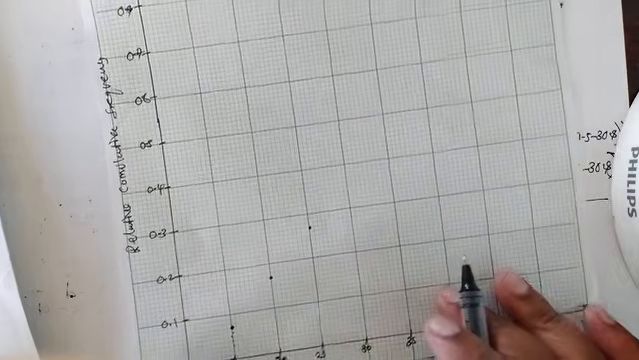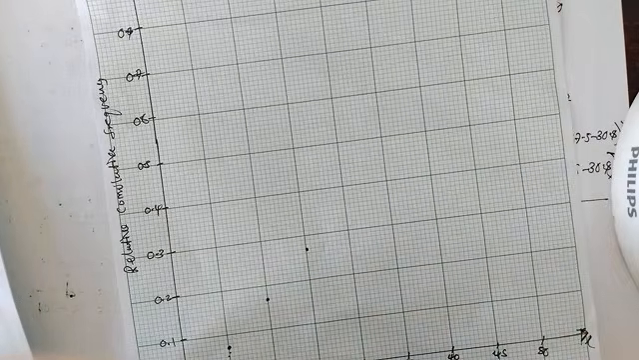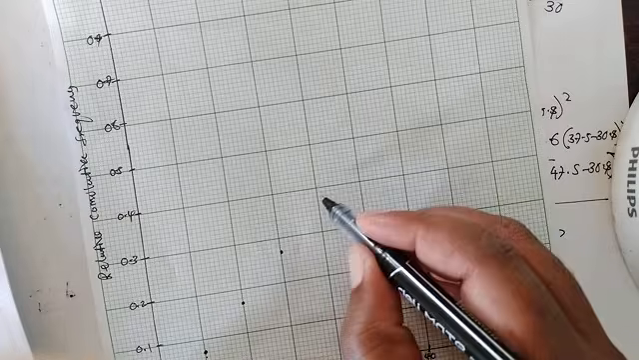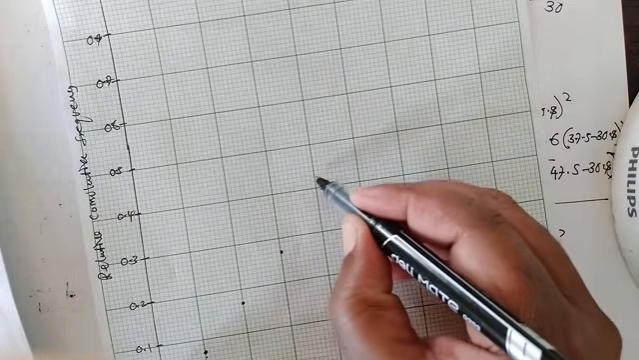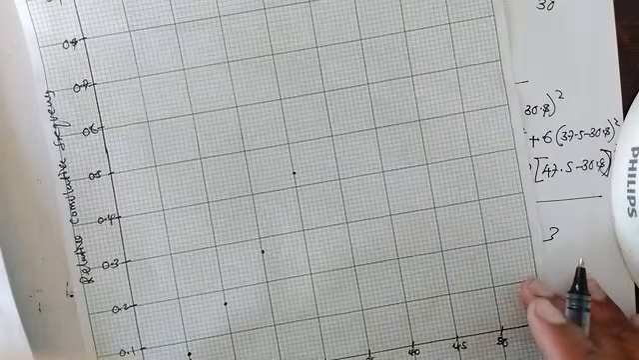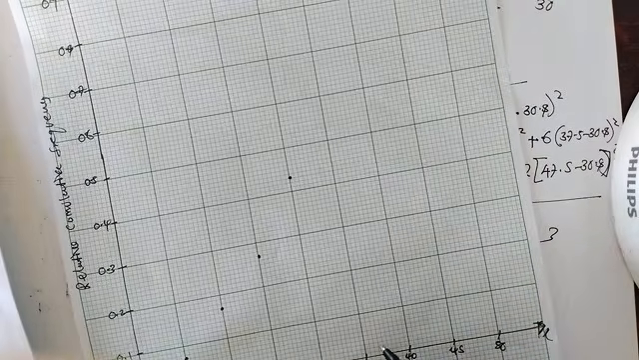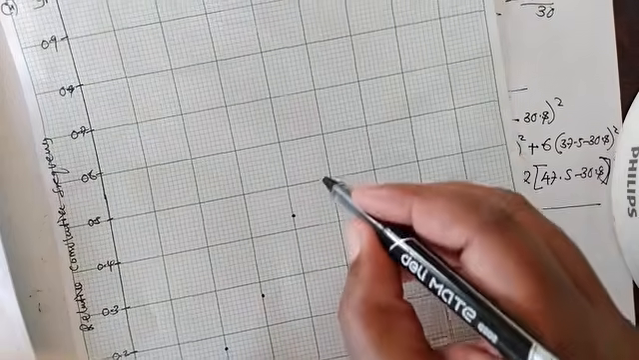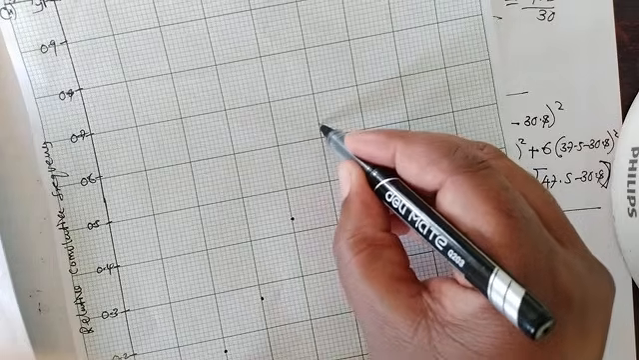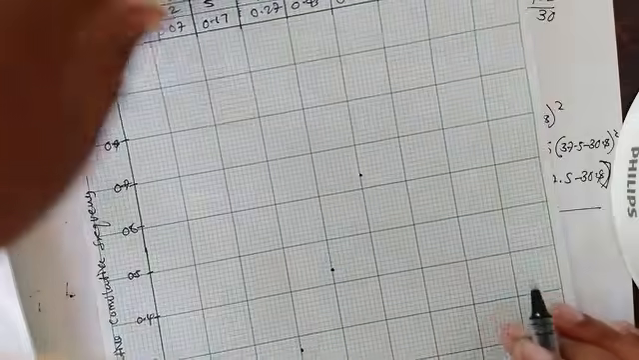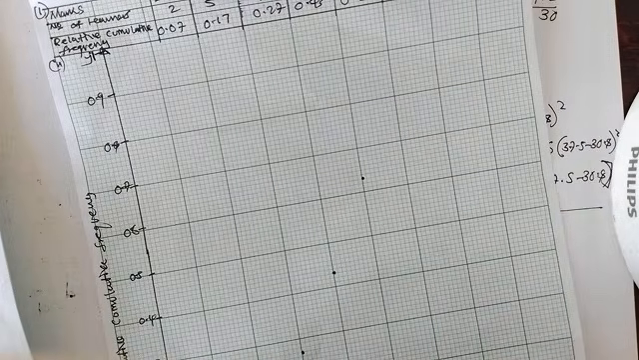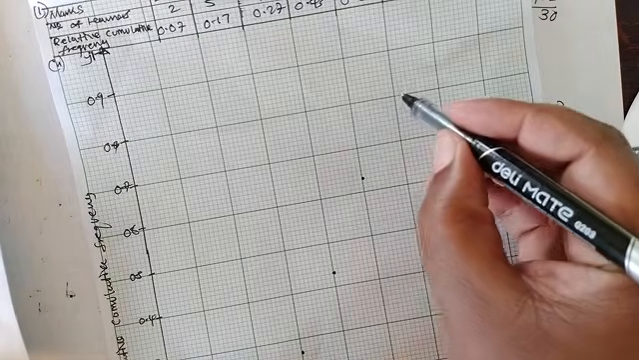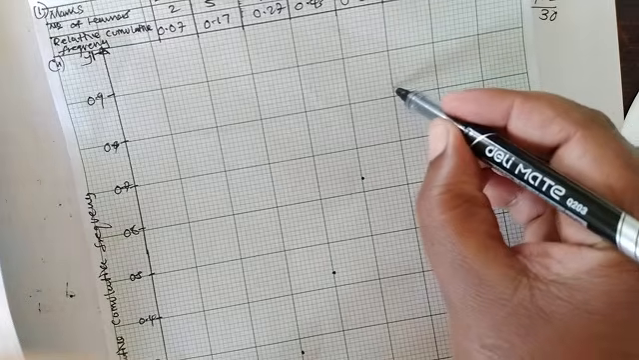The next one is 30, 0.43. So 4, 1, 2, 3 here, 43 here. The next one is 35, 0.63. Okay, this is 6, 1, 2, 3. Add just 3 lines. The next one is 40, 0.83. So this is 0.83. You count 3 lines. 1, 2, 3.